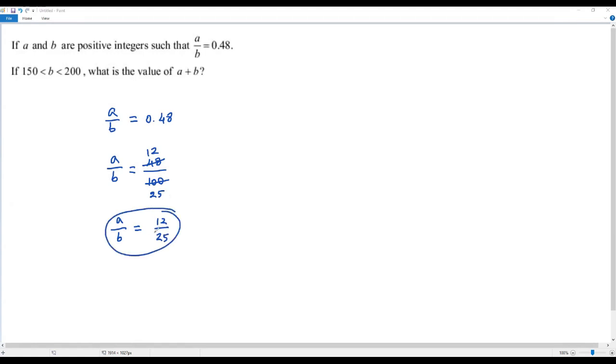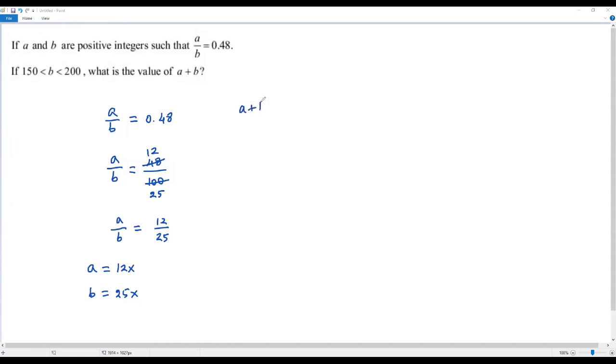From this ratio, if I want to get the actual value of A and the actual value of B, I have to multiply the terms of the ratio by the same non-zero number, say x. Here the number corresponding to A in this ratio is 12 and the number corresponding to B is 25. To get the actual value of A, we multiply 12 by x, that is, 12x is the value of A. To get the actual value of B, we multiply 25 by the same x, then we get 25x.